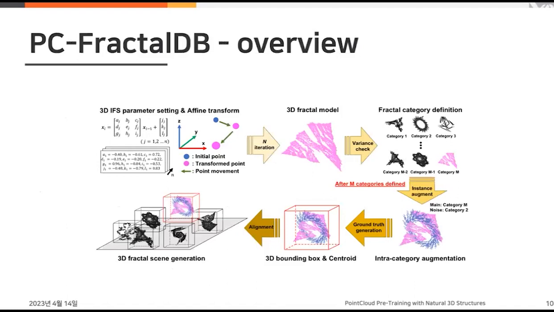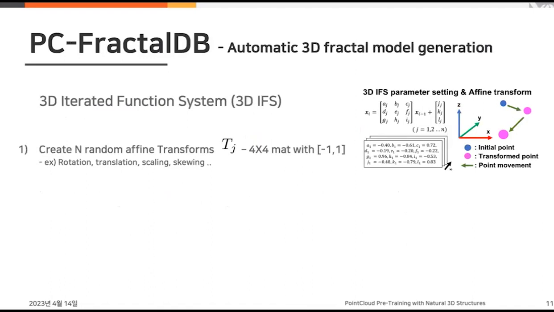And this is the overview of the whole process. Let's briefly look into it step by step. First of all, the authors explained that they use a 3D iterative function system, 3D IFS, to automatically generate 3D fractal models. And 3D IFS goes like this. First, they made a random n number of affine transformations, T_j, which is nothing but 4x4 matrices, with elements uniformly sampled. And it has values between -1 and 1.